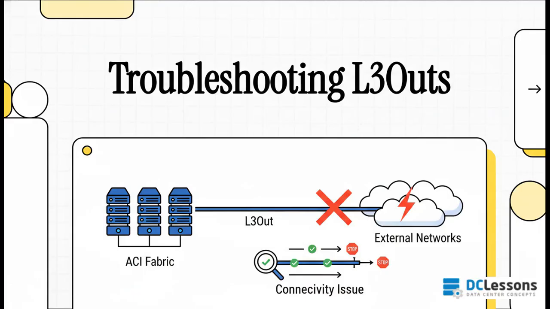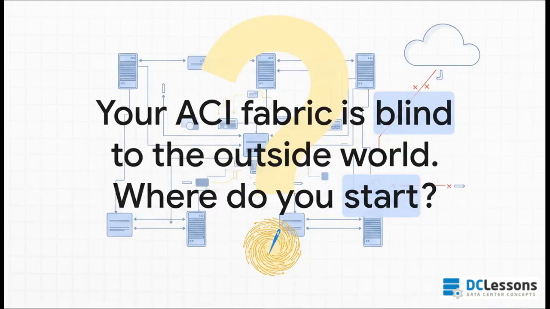All right, let's dive into one of the most critical skills you can have for Cisco ACI, troubleshooting the L3 out. This is your fabric's lifeline to the entire outside world, and when it goes down, everything grinds to a halt. So today, we're going to walk through a really systematic, step-by-step process to hunt down the problem and get things back online.